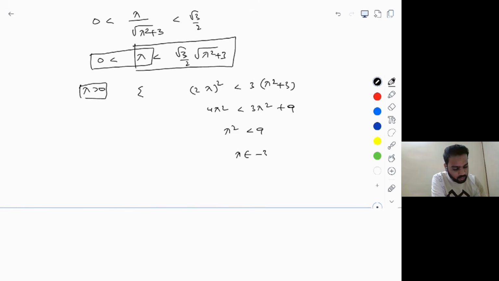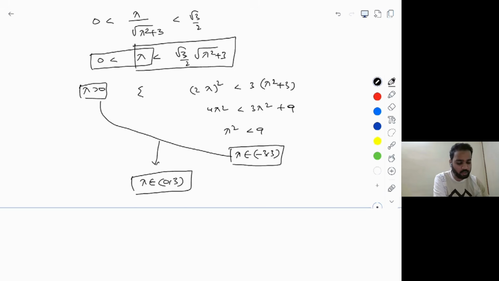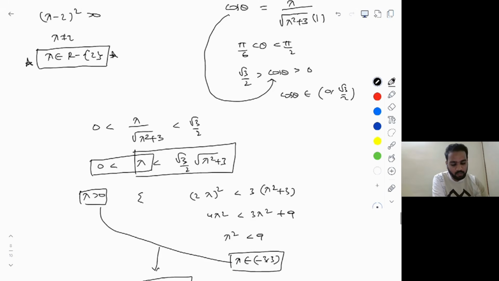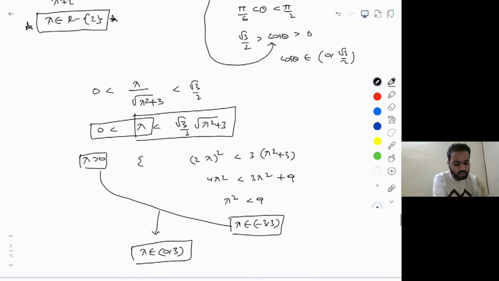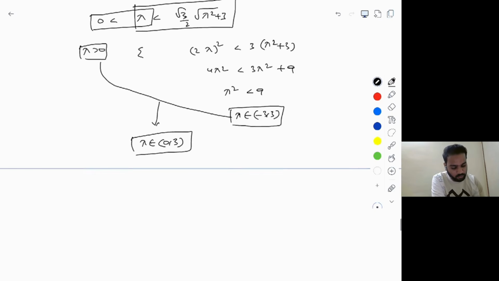You know how to solve the wavy curve, right? Lambda belongs to minus 3 to 3. But we must take the common part of these two. Upon taking the common part, you get lambda belongs to open interval 0 to 3. But keep in mind, we already got one more condition, capital R minus the set containing 2. If you take the common part of this and this, you finally get lambda belongs to 0 to 3, but you can't include the value of 2 here. That is why the range of lambda is this.